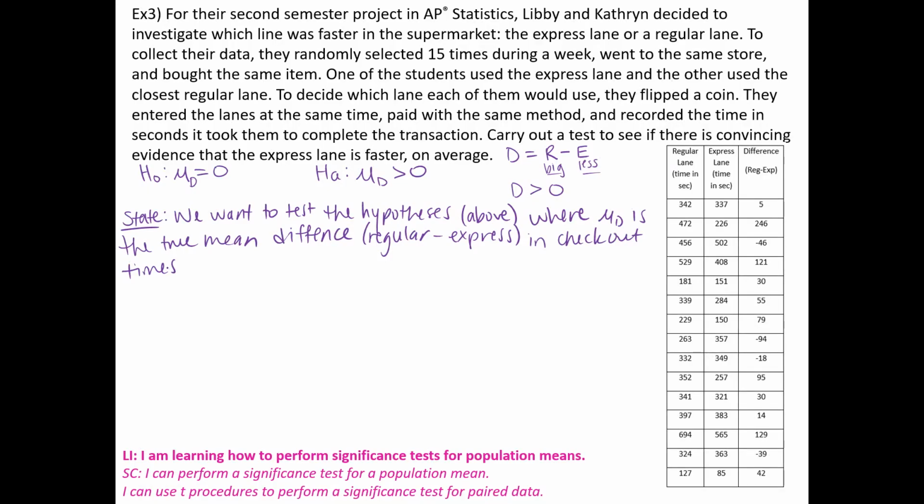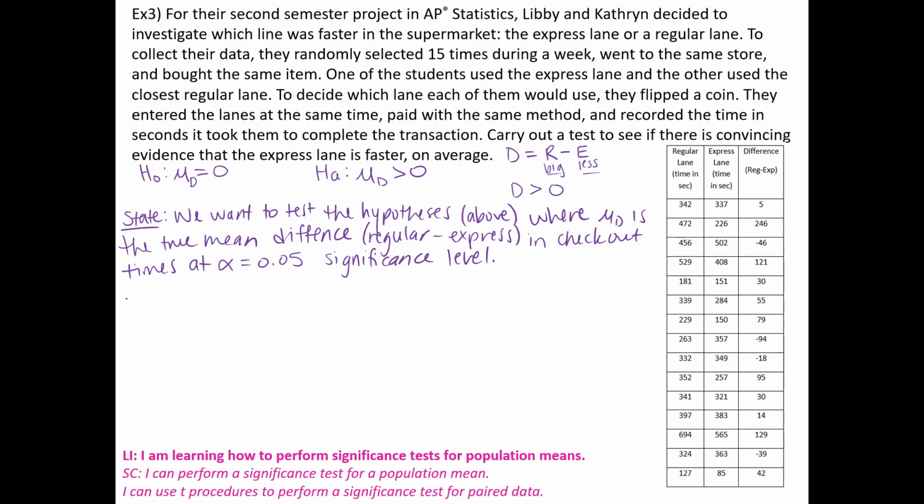So we want to test the hypotheses. I have the hypotheses listed. Normally I would put them in, but since we just wrote them, I left it. I defined my variable, and the last thing is at what level of significance. I don't think they gave me a significance level, so I'm going to say at alpha equals 0.05 significance level. All right, so that's my state.